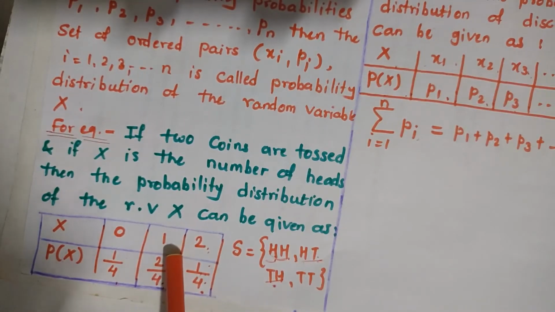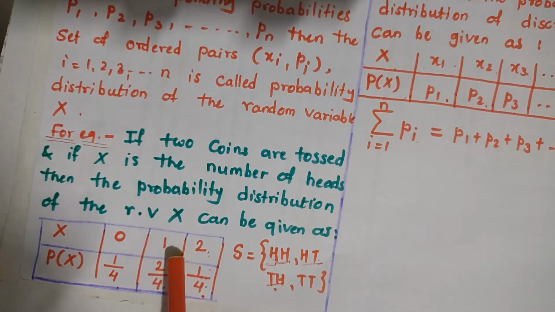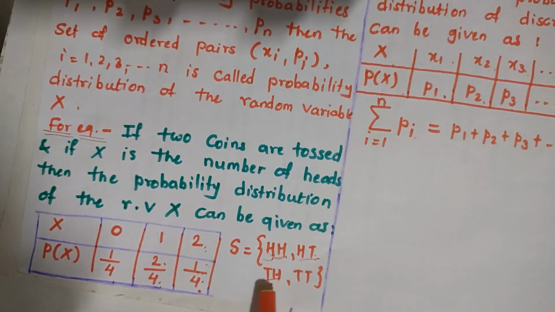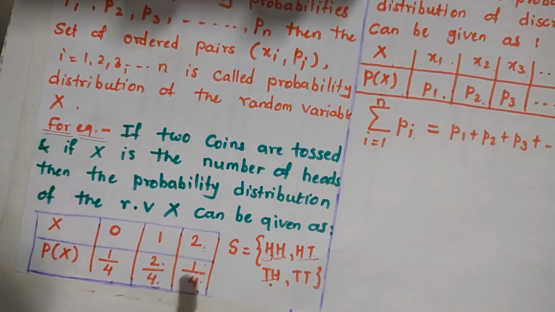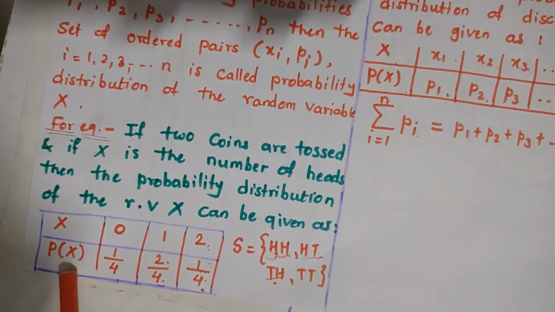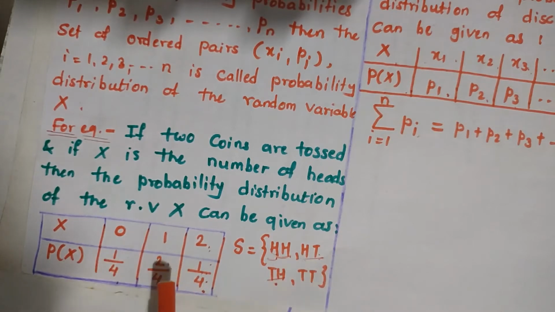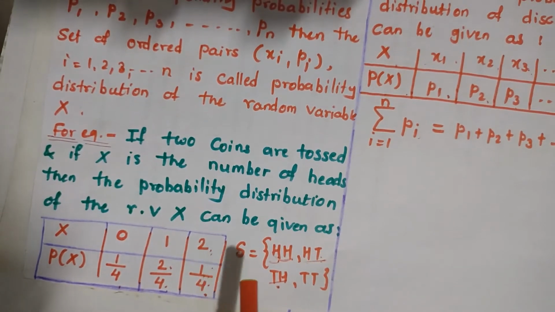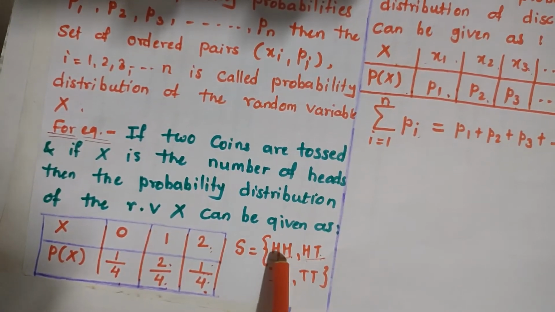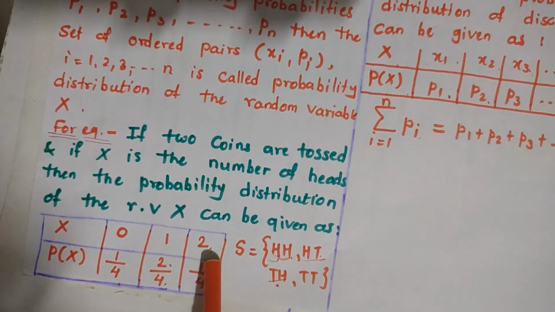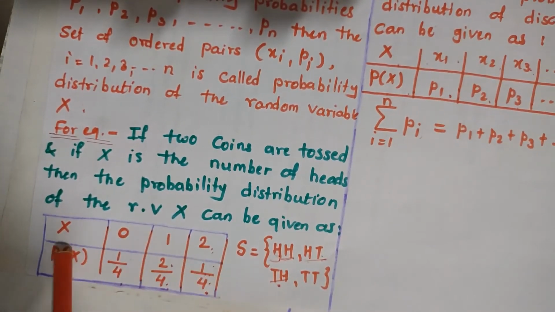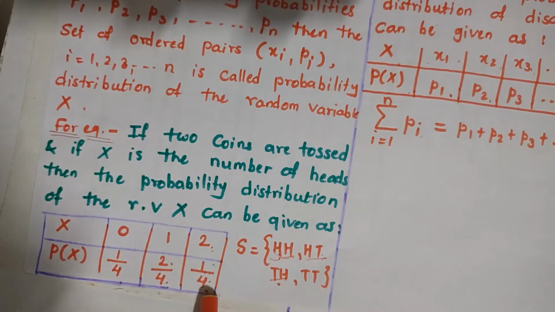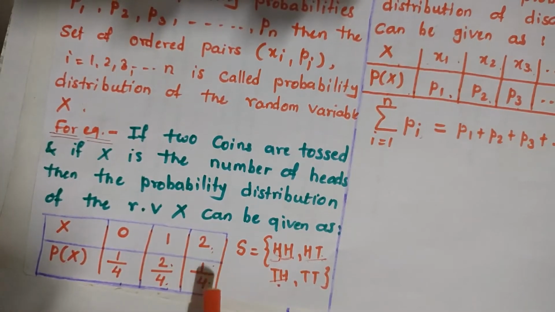Similarly for X equal to 1, that is for only one head, there are two possibilities, TH and HT. So the probability of X equal to 1 is 2 by 4. And if X is equal to 2, that is both are heads, there is only one possibility for two heads. So the probability of X equal to 2 is 1 upon the total number of sample points, 4. Probability of X is 1 upon 4.